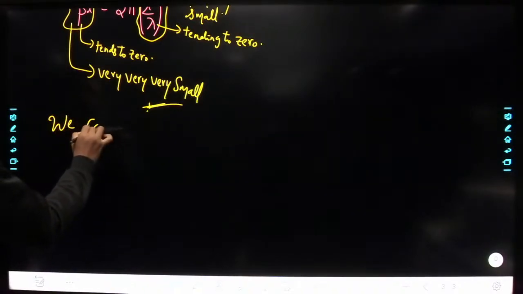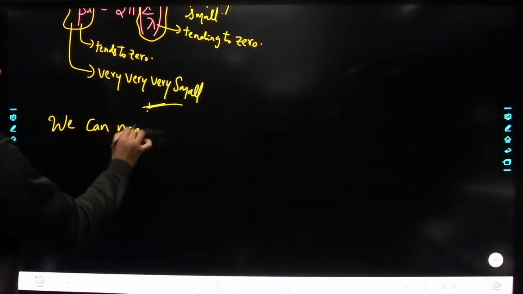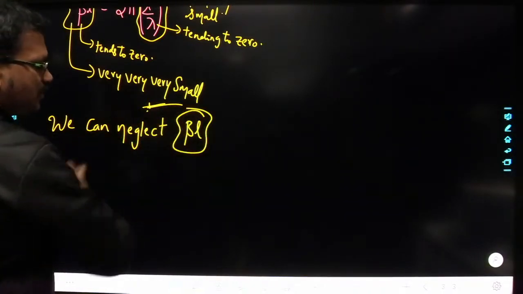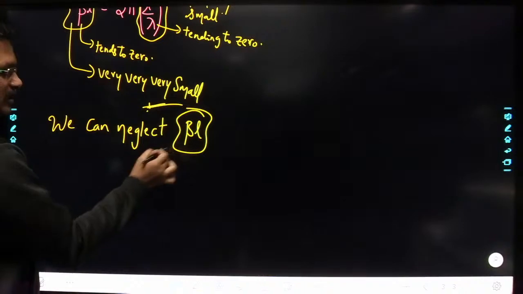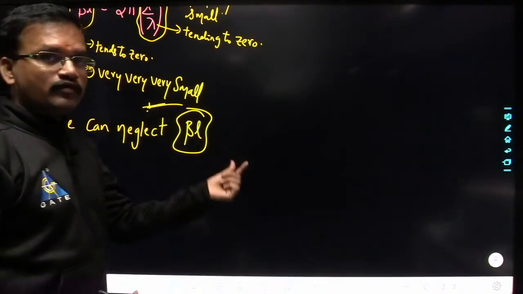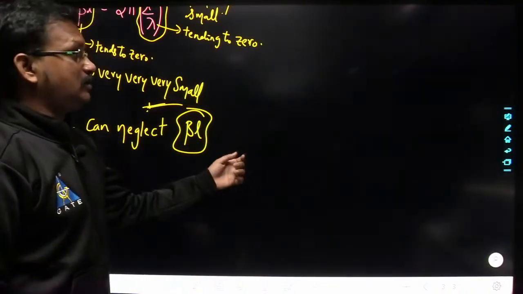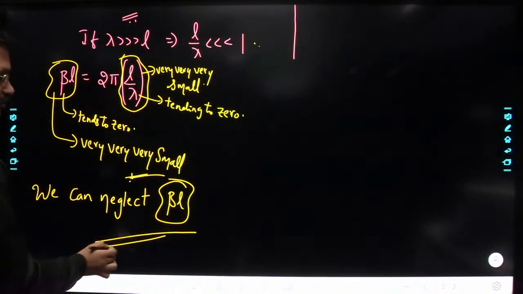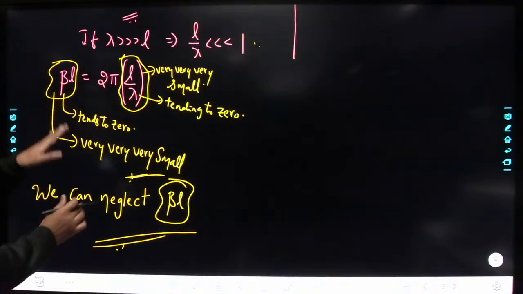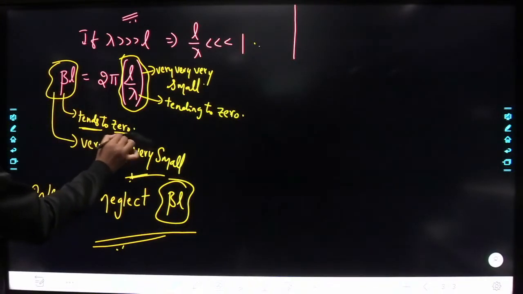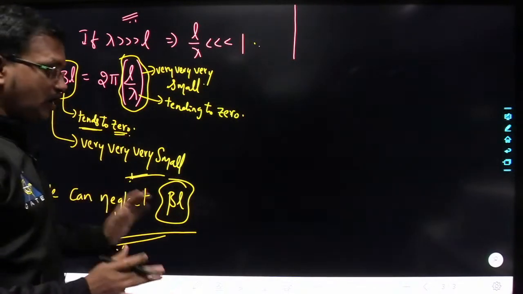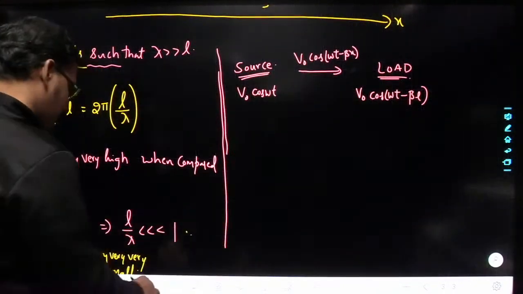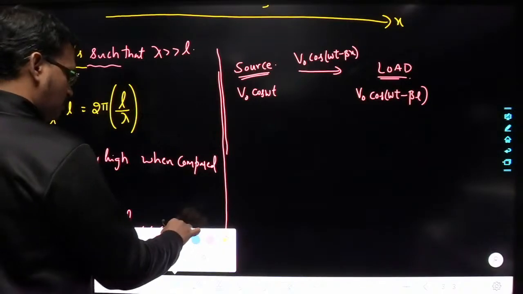Beta L represents the change in phase over a length L. Understood? So we can neglect beta L here. You can replace beta L with 0, since beta L tends to 0 in this case. Right? Okay, so now what will happen?